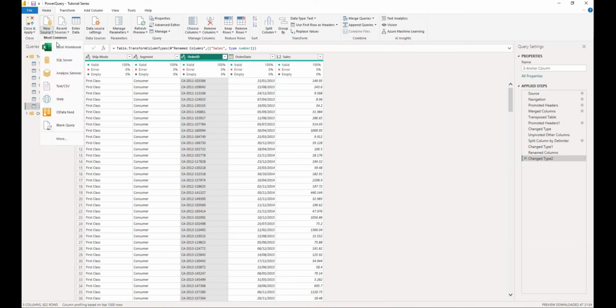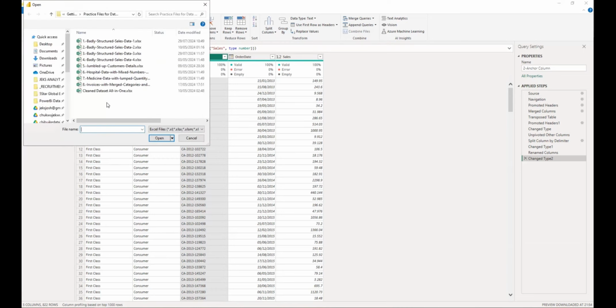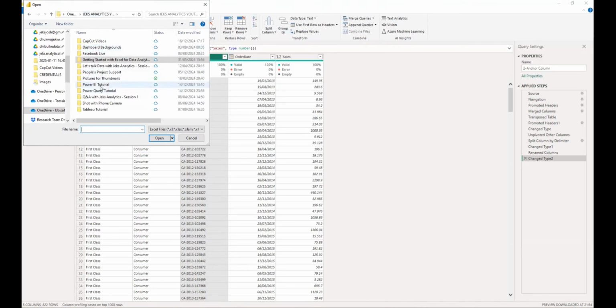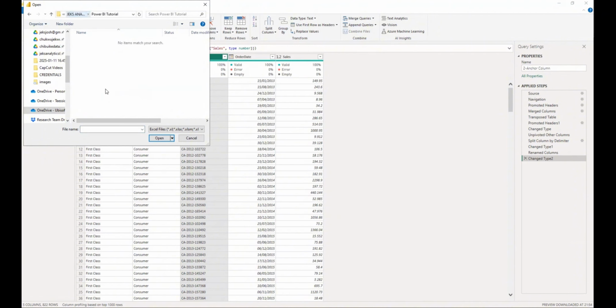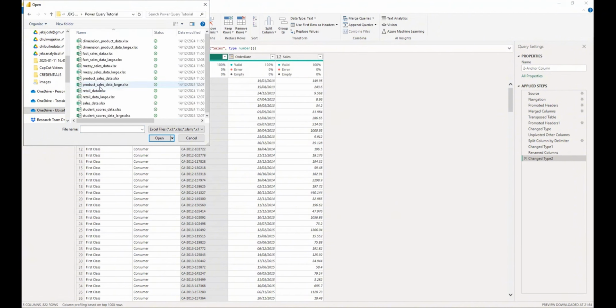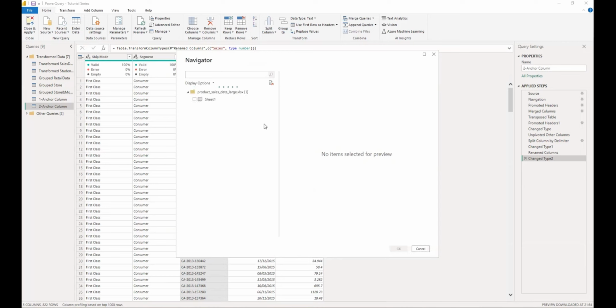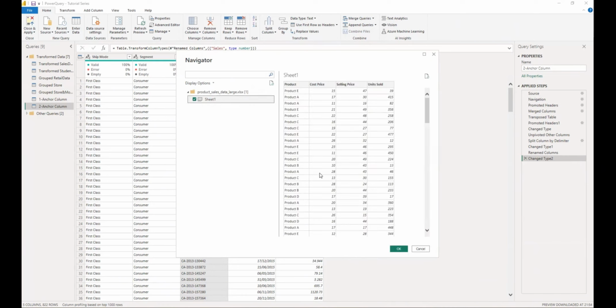First thing is to get our data for today, which is we're going to work with products. Sorry, we're going to work with product sales. Yes, let's work with product sales today. We're going to select this.